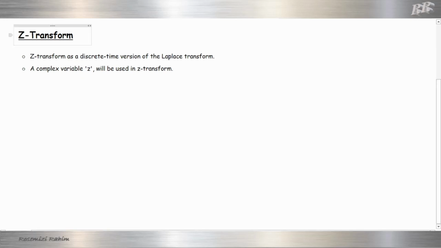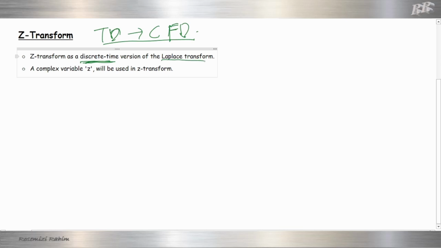Z transform is used to convert a time domain signal to a complex frequency domain signal. It's the same as Laplace transform. Laplace transform is also used to convert from time domain to frequency domain. However, Z transform is used to convert a discrete version of the time domain, while Laplace transform converts continuous time domain.